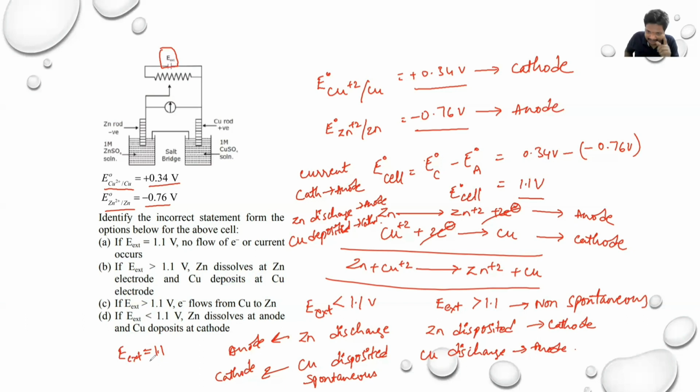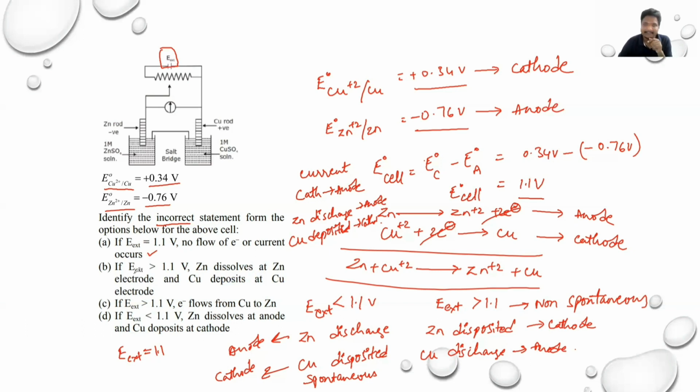Are you getting my point? Is it clear, all of you? So now let us examine these options. Here, if E external is equal to 1.1 volts, no flow of current occurs. So this statement is correct. Here they are asking for the incorrect statement, so this statement is correct.